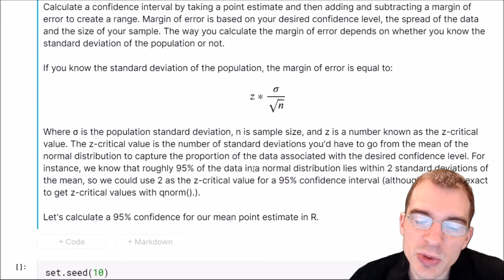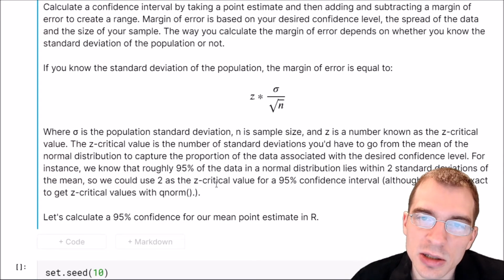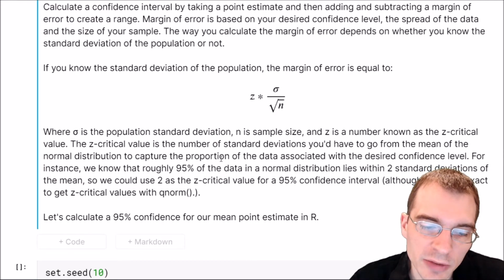So in that case, we could use 2 as our z critical value for a 95% confidence interval. This isn't actually exact. You can get something a bit more exact using the R functions for the normal distribution, and that would be qnorm. But for all intents and purposes, 2 is close enough for a 95% confidence interval.